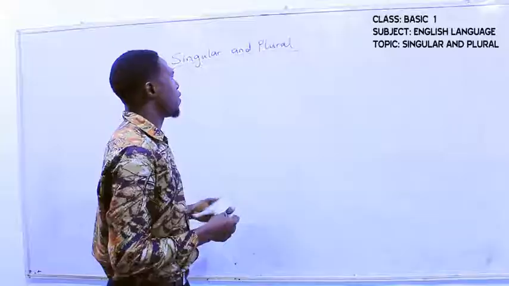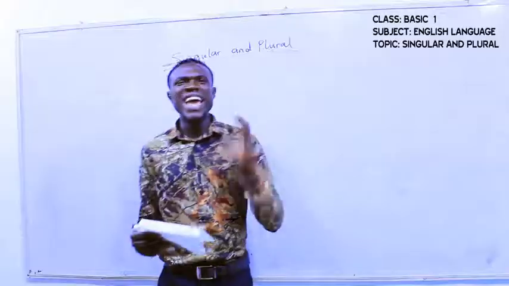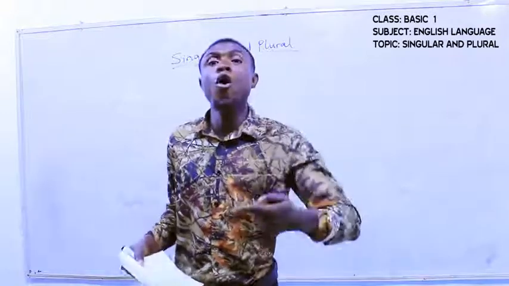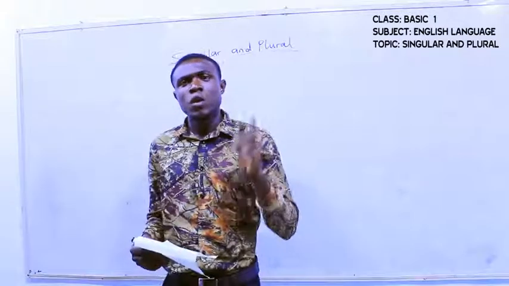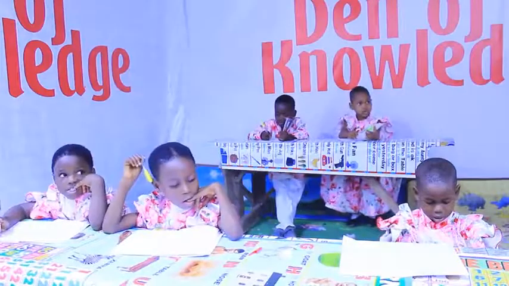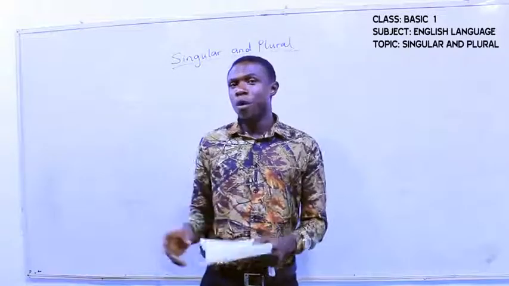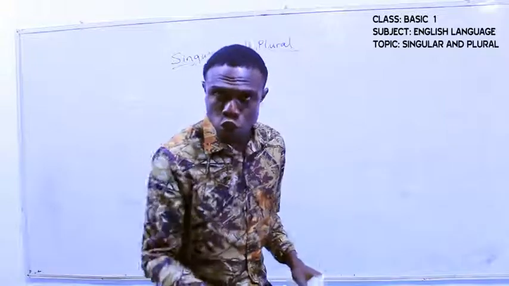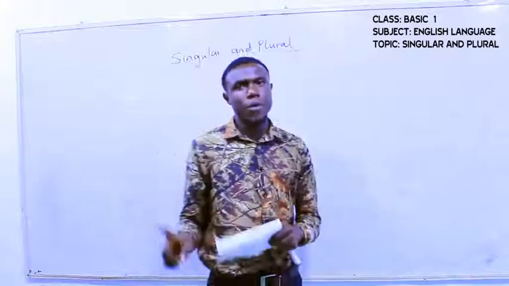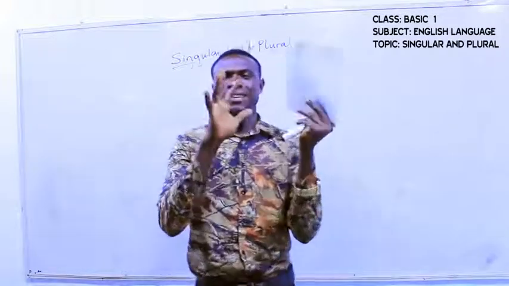Now let's look at plural. What is plural? Plural is something that is more than one. So anything that is more than one, we see it as plural. But if it is one, it is singular. More than one, it is what? Plural.